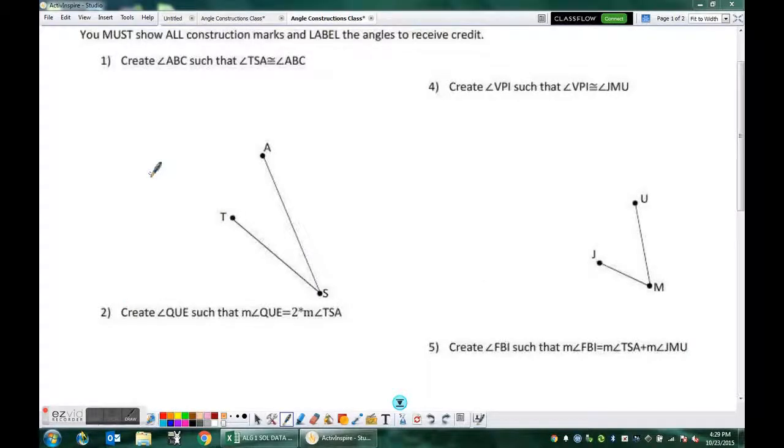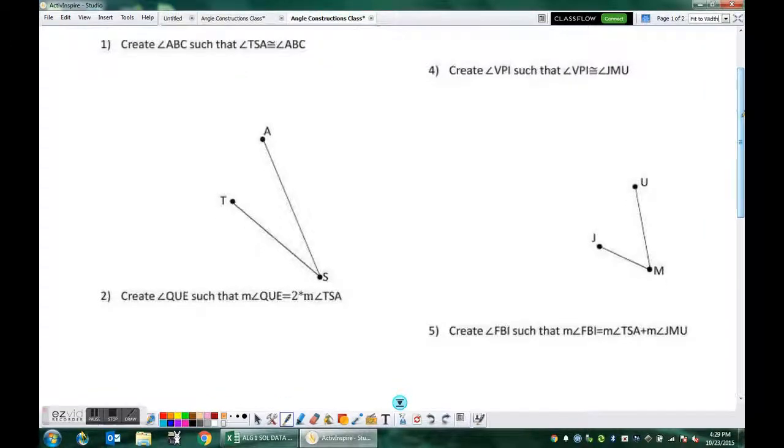Video here, I'm going to demonstrate a couple of different ways to do the angle constructions and also the segment constructions as well. So I'm going to start out with some angle constructions. The first two at the top of the page here, number 1 and number 4, we're going to be copying an angle.